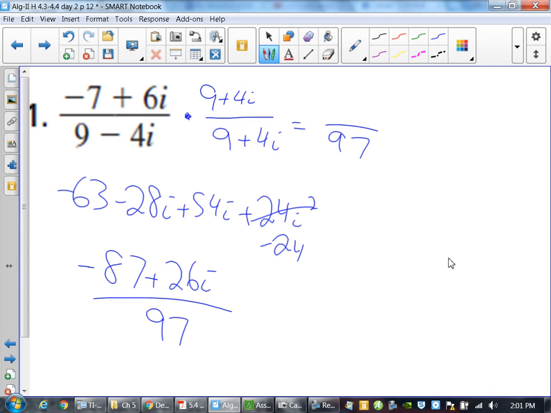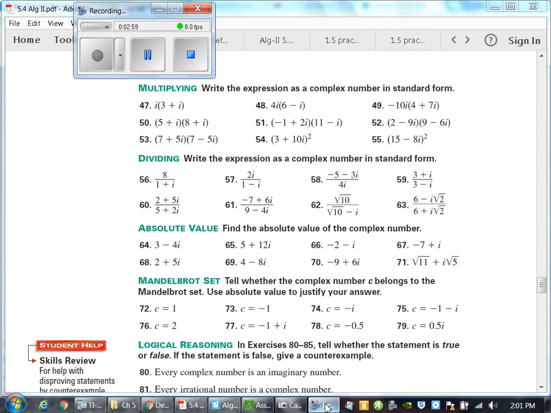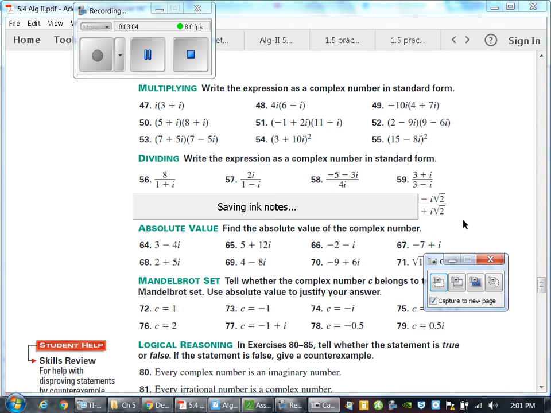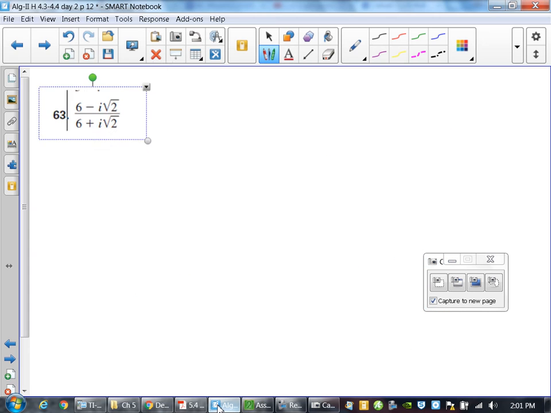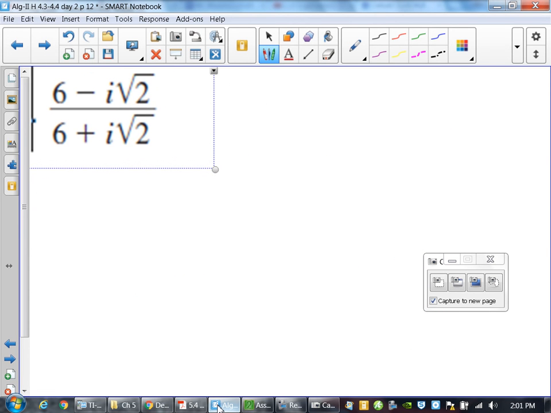Oh wait, you went 63, right? Yeah. 63 is the exact same thing. The only thing you have to be concerned about now, when you multiply your conjugate, is when it just happens to have a root in it as well. So you multiply it out, you're going to get 6 plus i root 2 over 6 minus i root 2, excuse me.